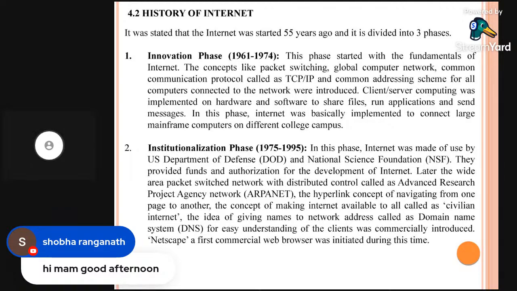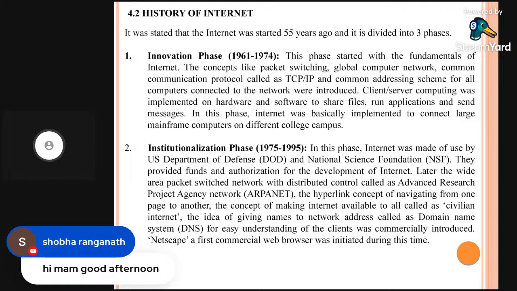The idea of giving names to the network addresses is called the domain name. The domain name system, DNS, is for ease of understanding by the client, and was commercially introduced. Netscape, the first commercial web browser, was launched during this time period.